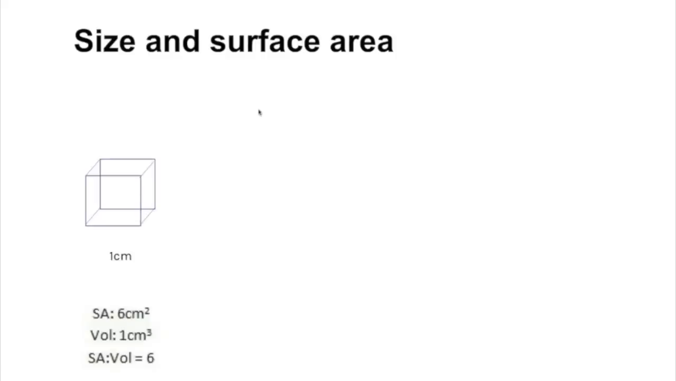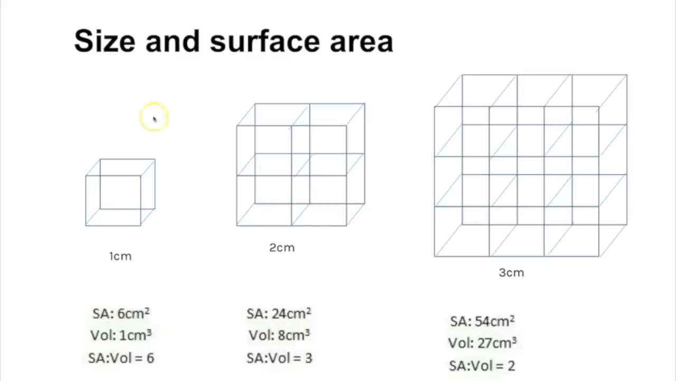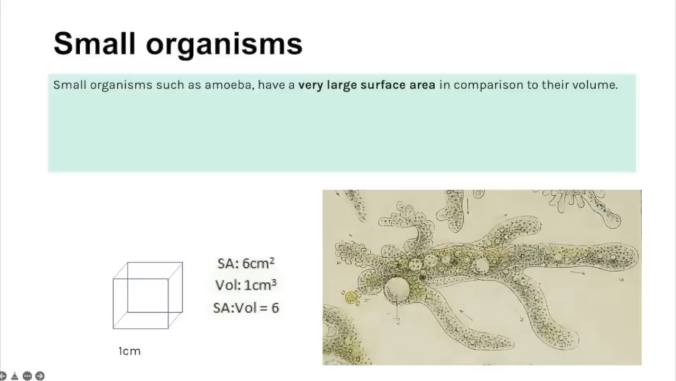So here we just have an example where we can see this pattern of the larger an organism is. Now in this case we've just got cubes to demonstrate, but the larger an organism is, the surface area divided by the volume, or the surface area to volume ratio, will decrease. So what that means in terms of biology is small organisms like single-celled organisms like amoeba have very large surface areas compared to their volume.